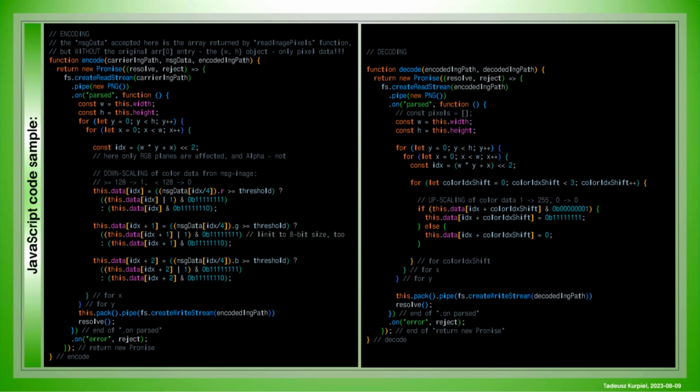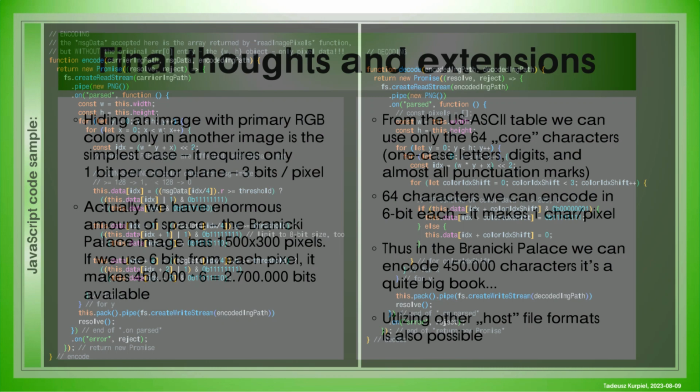In the decode function, the iterational part is very similar to the previous one. In the body of the inner for loop, we read the least significant bits of all color planes of each pixel from the encoded image. And according to the value of these least significant bits, we do some kind of upscaling. When the value is 0, we set the value of the corresponding color plane in the decoded image to 0, and when the value read is 1, we set the corresponding decoded image color to all ones. It means 255. And at the end, we save the decoded image to file.